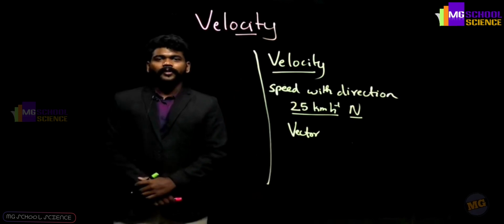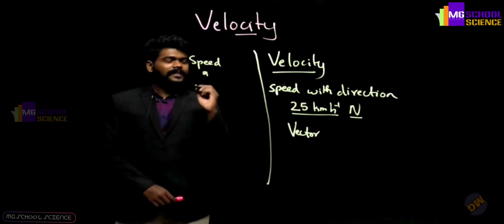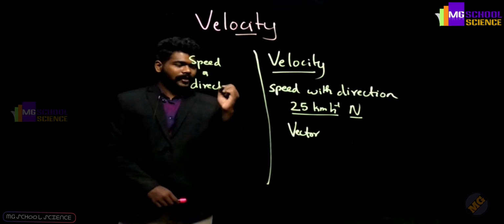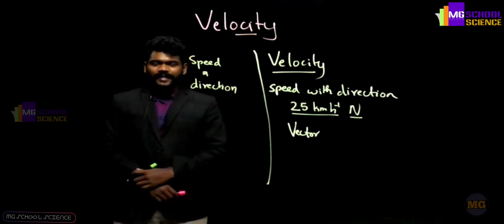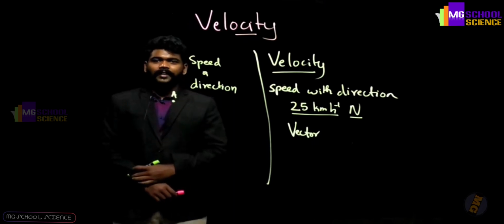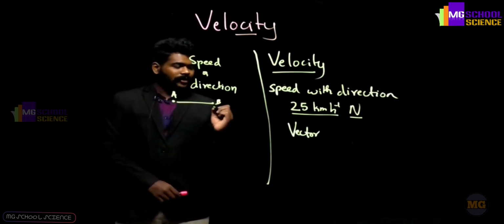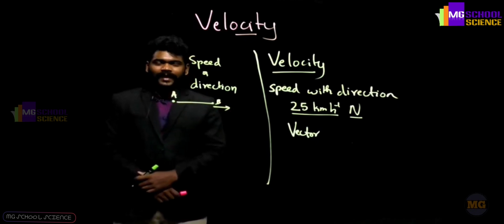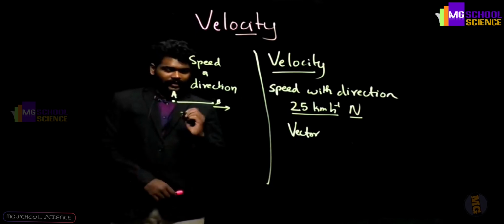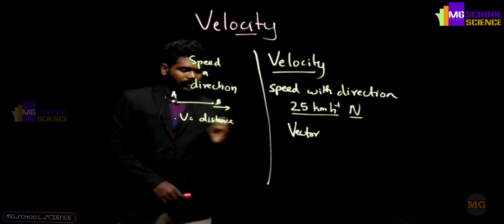The velocity of an object can be changed only by changing its speed or by changing its direction. Say, for example, there is an object traveling from A to B in the direction of north. Then the velocity is defined by the distance traveled by that object divided by the time taken.